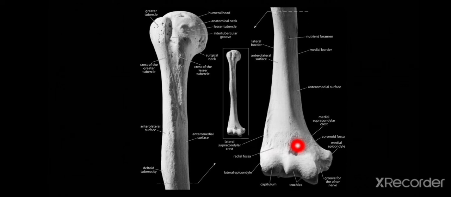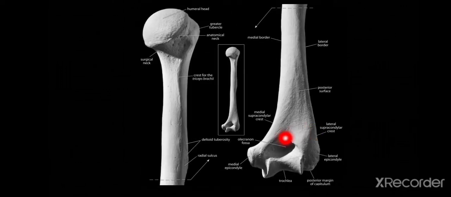And coming to the lower end of the humerus, it has an articular part, the capitulum and trochlea. The capitulum is a rounded projection which articulates with the head of the radius, whereas the trochlea is a pulley-shaped projection that articulates with the trochlear notch of the ulna. The trochlea has two flanges, the medial flange and the lateral flange, and it has a non-articular part.